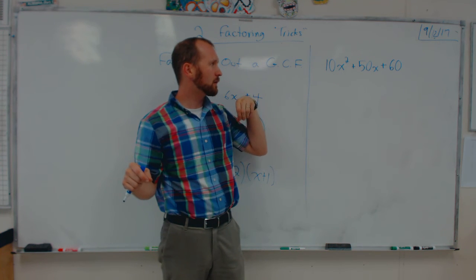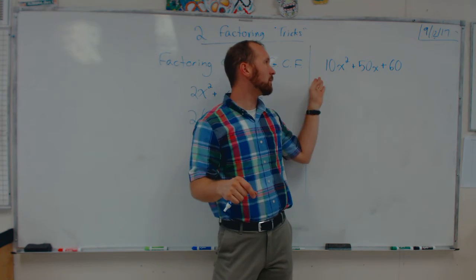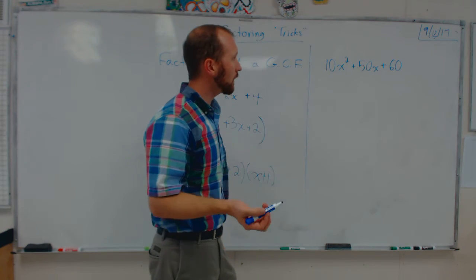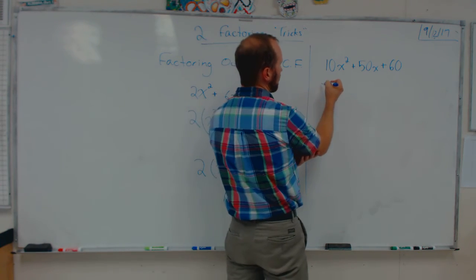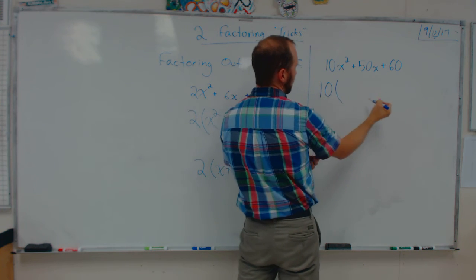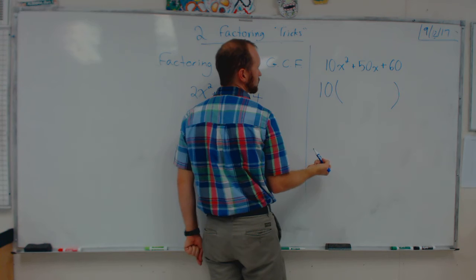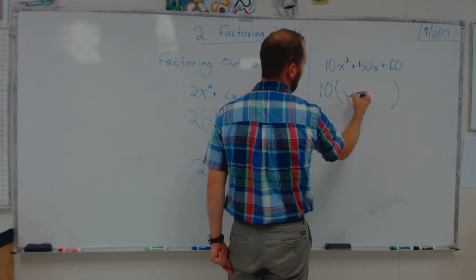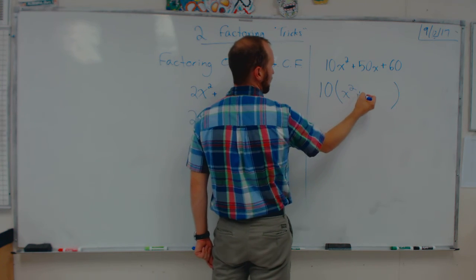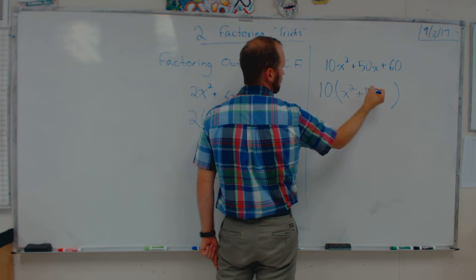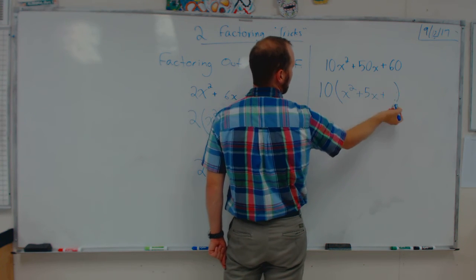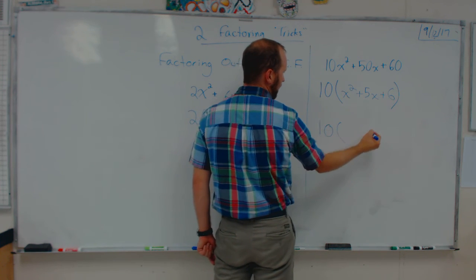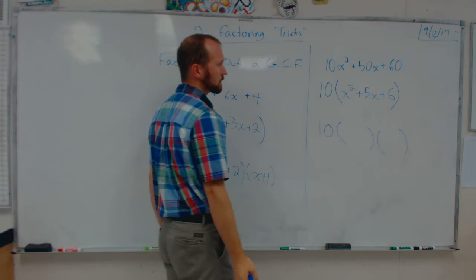Right? But is there a way with this one to make it so there's nothing in front of x squared anymore? How do I do that? What would it look like? The 10. So I can pull out a 10, and what's left behind? 10 times what gives me 10x squared? X squared. 10 times what gives me the 50x? 5x. 10 times what gives me 60? 6. Okay, I'm going to leave the 10 out front, and I'm going to factor this thing in parentheses.